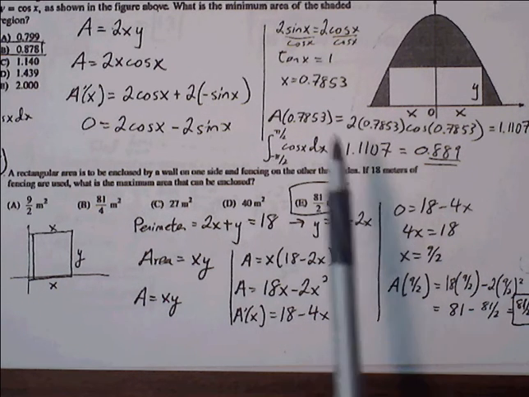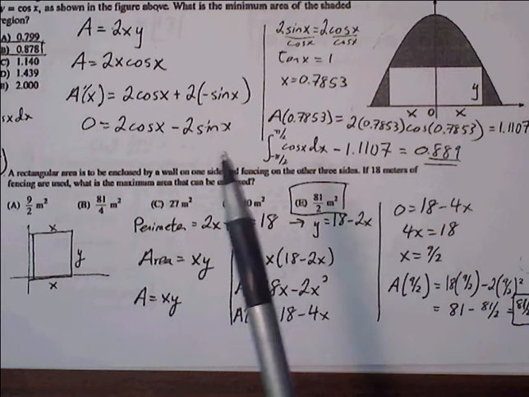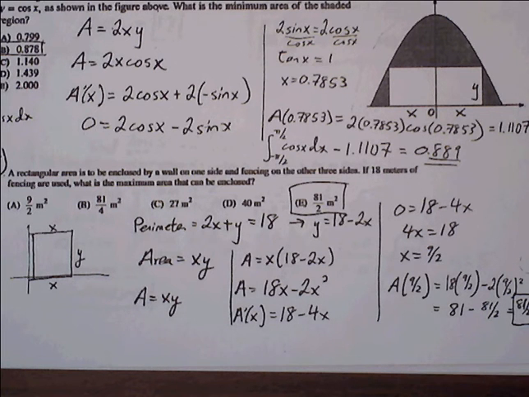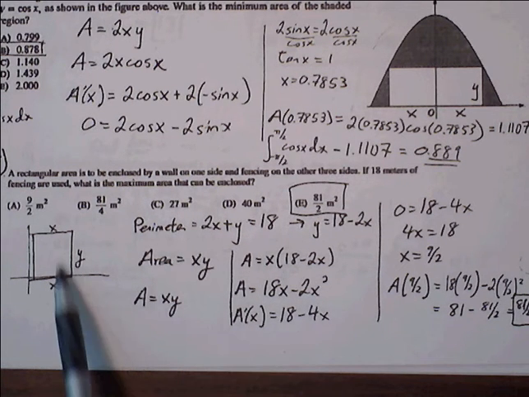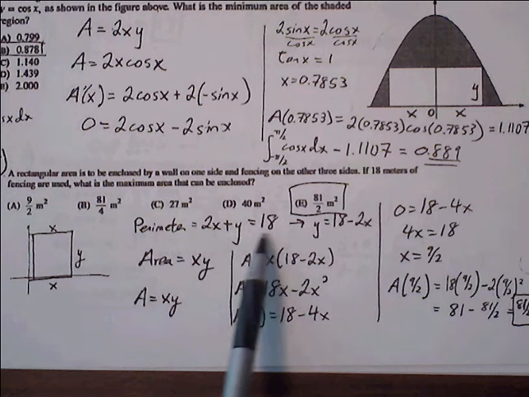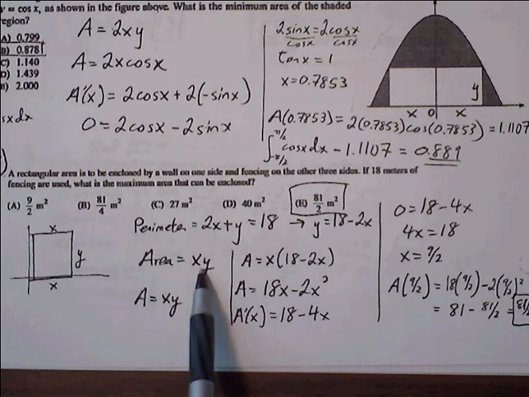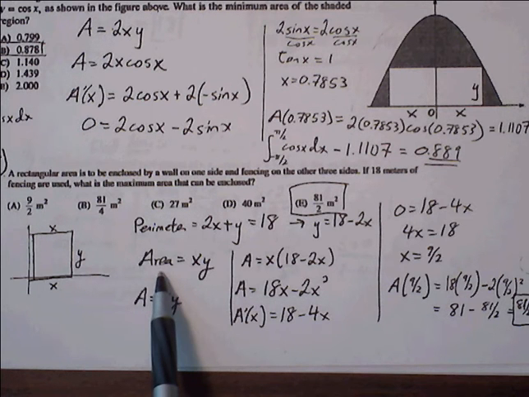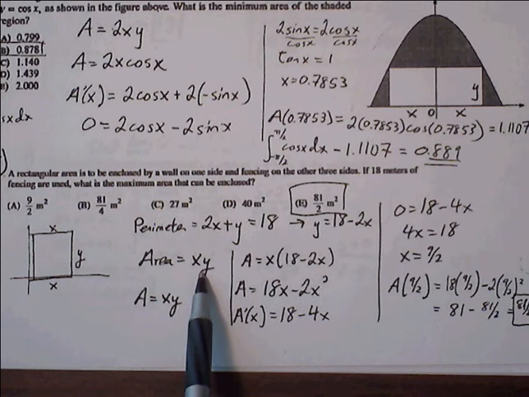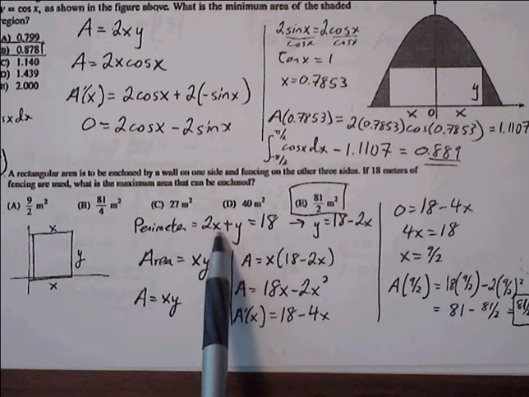Okay, we're told what the perimeter is. We know that if we add the lengths of the fencing, it'll total 18 meters. So we can say the perimeter is 2x plus y equals 18. We know the area of the region is x times y. We're trying to maximize area, so we're trying to get our area equation down to one variable. We can use the perimeter equation to help us get there.